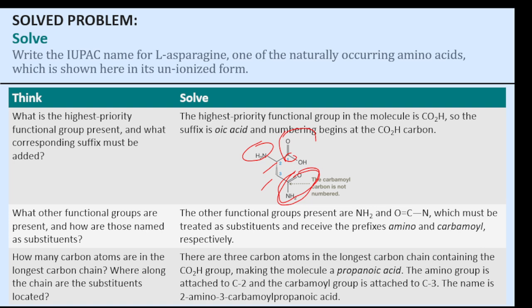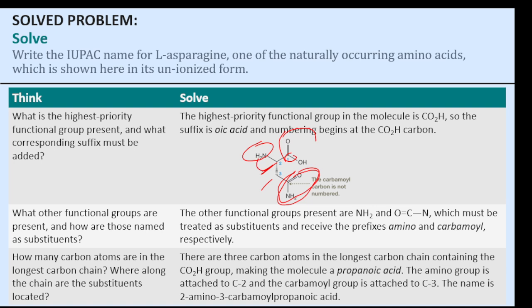Okay. And so now I just need to assemble these things. Okay? So number 1 is going to be the carboxylic acid, right? And that's the suffix. I don't really have to number that. That one's fine on its own. The next part is going to be the prefix is 2-amino because it's on the second one there, and that's amino.